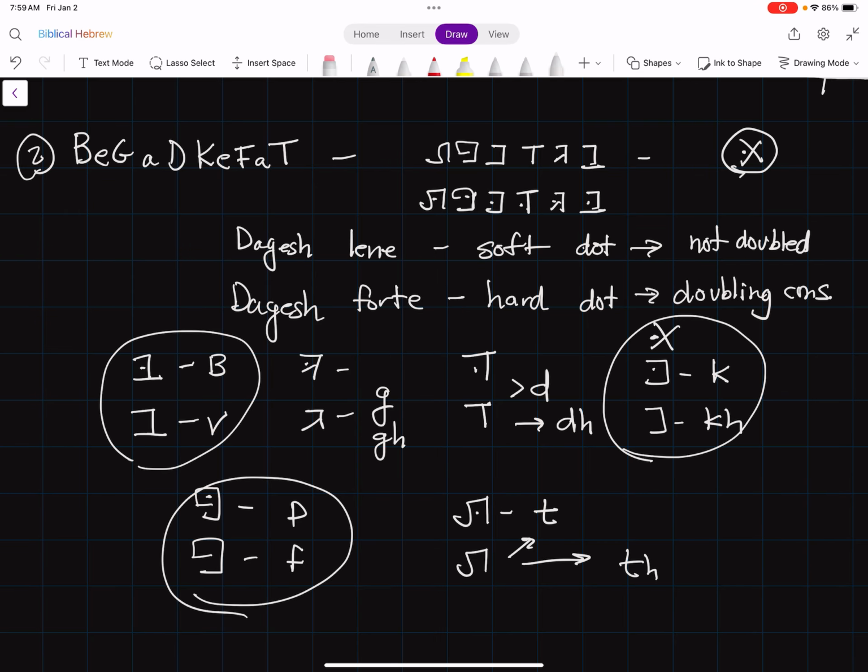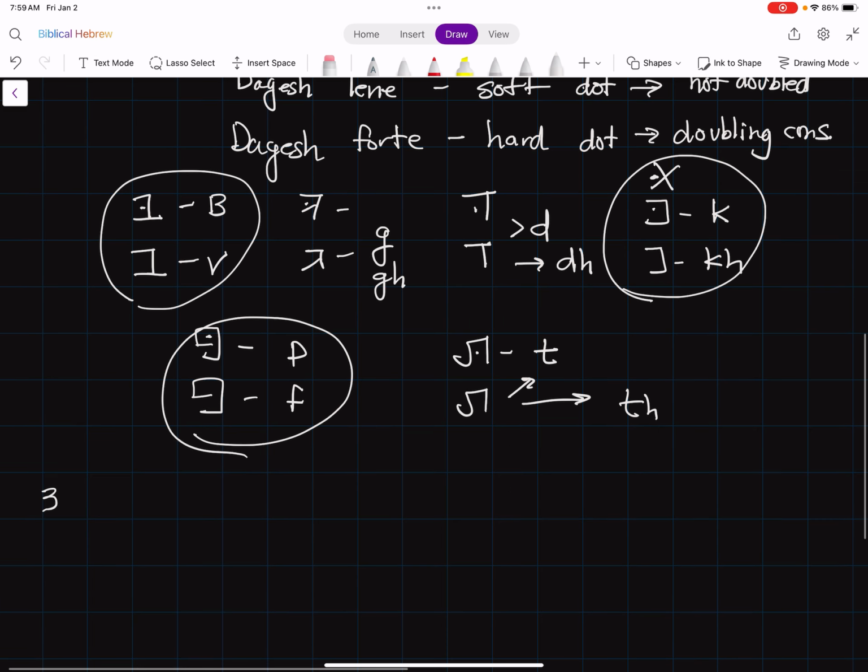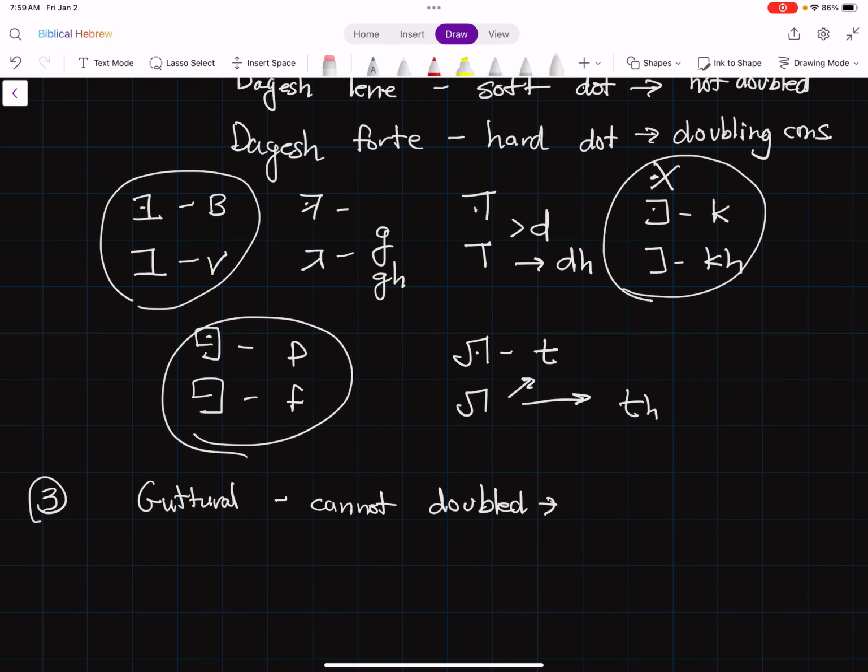as opposed to Dagesh Forte, which all consonants can technically get because it is being doubled, except for another category of letters, what we call the gutturals. Gutturals cannot be doubled because they are throat-based letters.